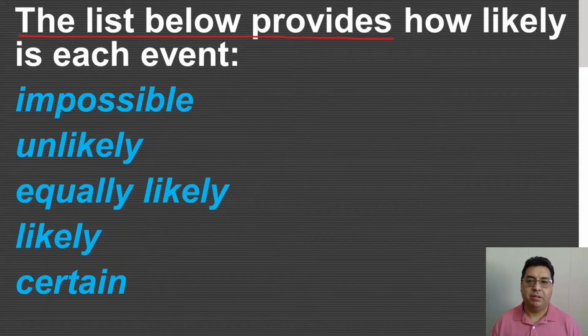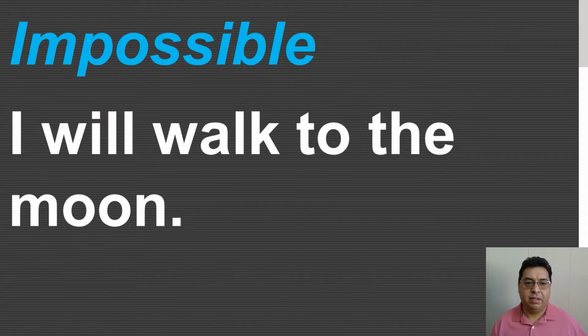The list below provides how likely is each event. So I've got impossible, unlikely, equally likely, likely, and certain. So let's look at the first one. Impossible, I will walk to the moon. So as you all know, you can't do that at this point in time.